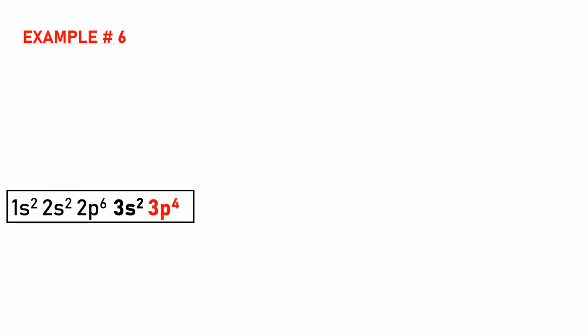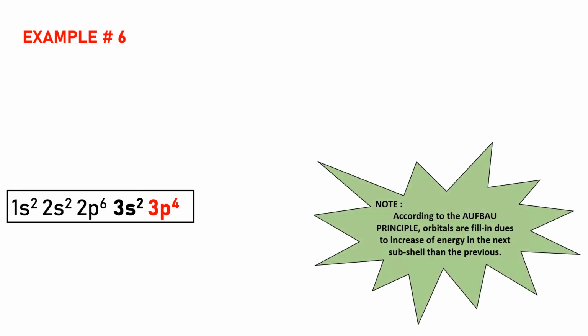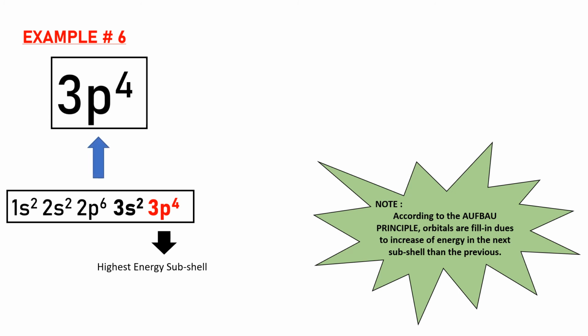Example number 6. This one again: 1s2, 2s2, 2p6, 3s2, 3p4. Do not forget the Aufbau principle. So the last, or the highest energy subshell here is the 3p4. So you can use the 3p4 for you to solve the quantum numbers.